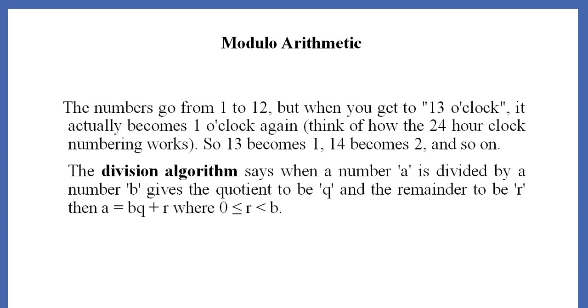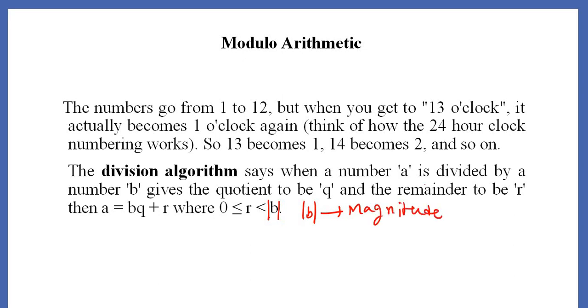Now we will discuss the concept of division algorithm, which you have studied in class 9 and 10. The division algorithm says when a number A is divided by a number B, it gives the quotient Q and the remainder R. It can be written in the form A equal to BQ plus R, where 0 less than or equal to R less than mod B. Mod B means we just take the magnitude.